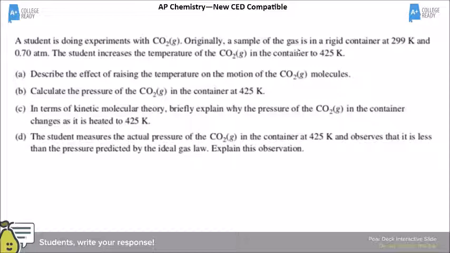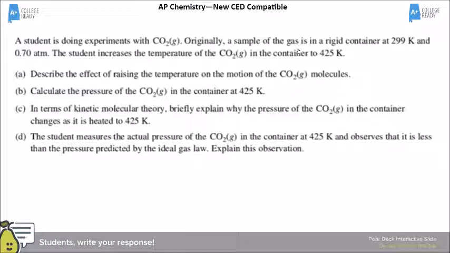So, describe the effect of raising the temperature. A higher temperature would mean a faster molecule. Calculate the pressure of the CO2 in the container at 425 K. So we know the original temperature is 299, and we know the original pressure is 0.7. And notice where it says rigid container. That rigid container means it will not change in volume. Rigid means it's like a steel can, and it's not going to get any bigger or smaller.